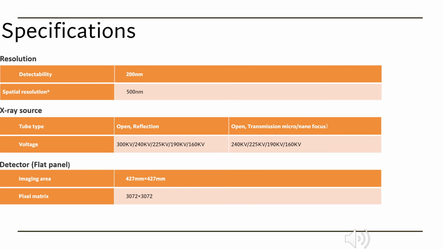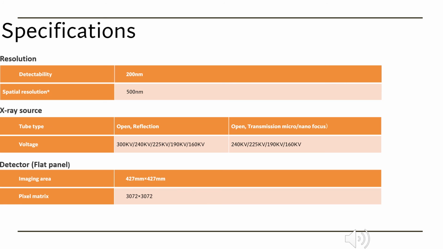The resolution, the detectability, is 200 nanometer. Spatial resolution is 500 nanometer. The X-ray tube type, we have the open reflection and the open transmission micro nano focus. It's not like the other two, which are sealed. This one is open. The voltage is 300 volt, 240,000 volt, 225,000 volt, 190,000 volt, 160,000 volt. That's for the open reflection.